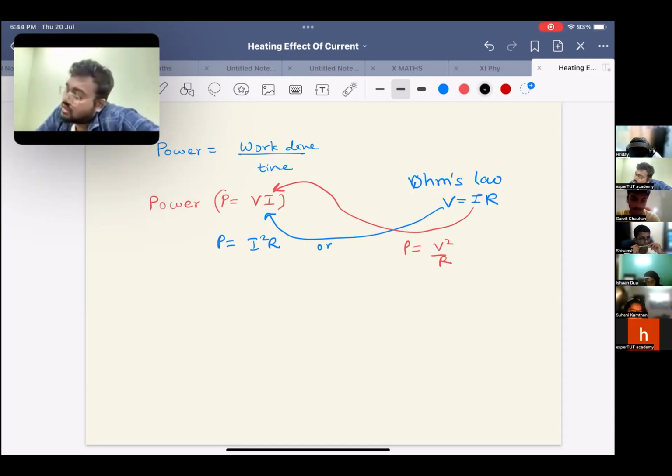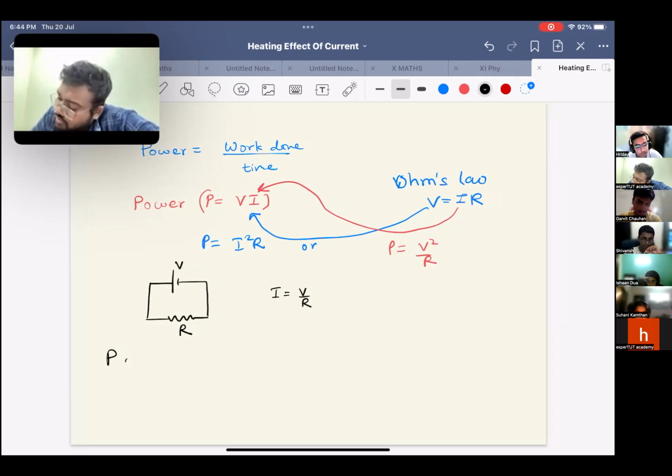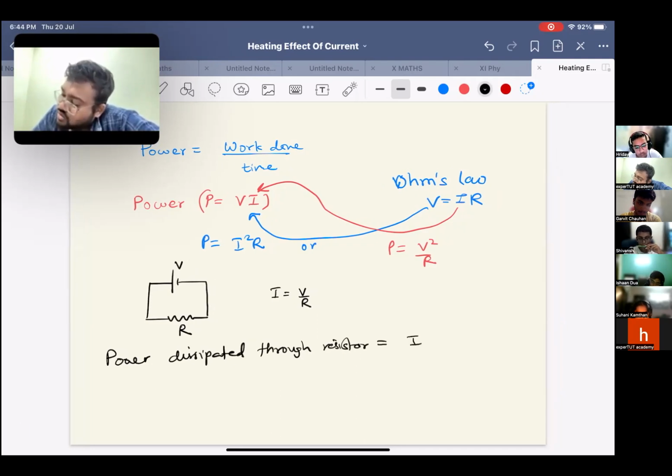Next thing is, suppose you have a resistor and you have a battery connected. The potential of the battery is V, the resistance is R, and the current flowing in the circuit is V by R. So if I ask you what is the power dissipated through the resistor, you can say directly I square R, because I is the current passing through the resistor, and R is the resistance of the resistor. The power dissipated through the resistor, okay?